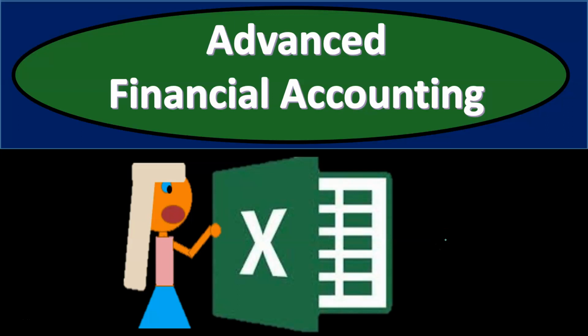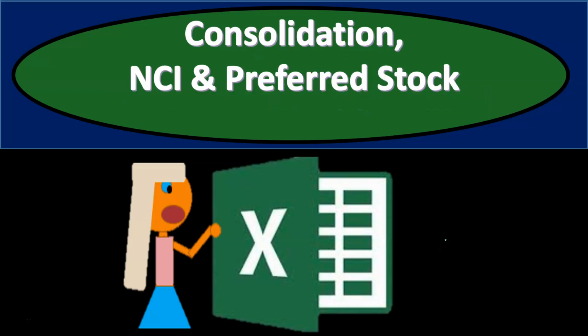Advanced Financial Accounting Excel Practice Problem. In this presentation, we're going to go through a practice problem in Excel related to a consolidation where we have a parent-subsidiary relationship, the parent owning over 51%, having therefore a controlling interest, but not 100%, so we will have a non-controlling interest to deal with.